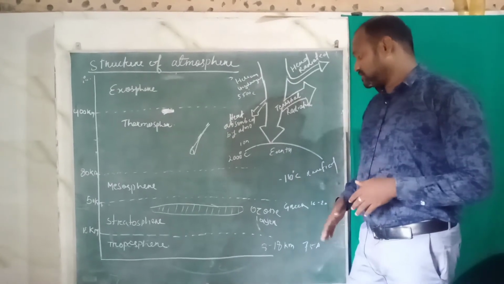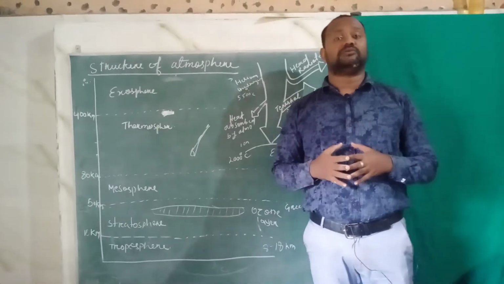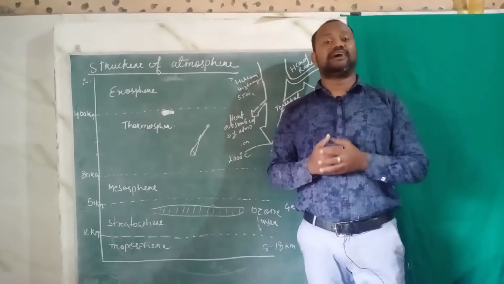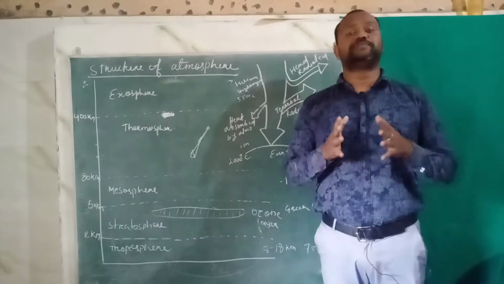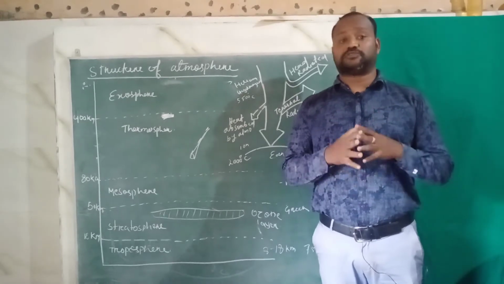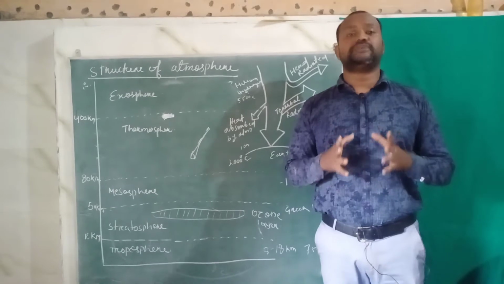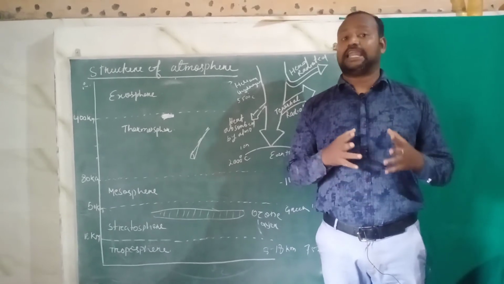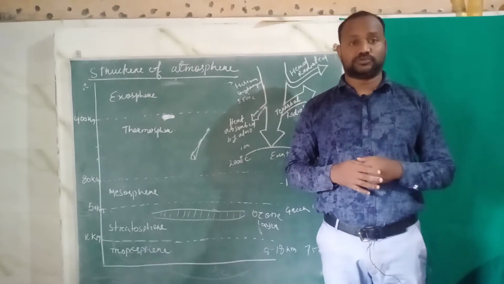Next is what? This is the layer where we have the jet streams. Jet streams are high speed winds which are found at the top layer of the stratosphere. These winds are helpful for what? Movement of the jet plane. And another thing, at the top of the jet stream we have the stratopause.